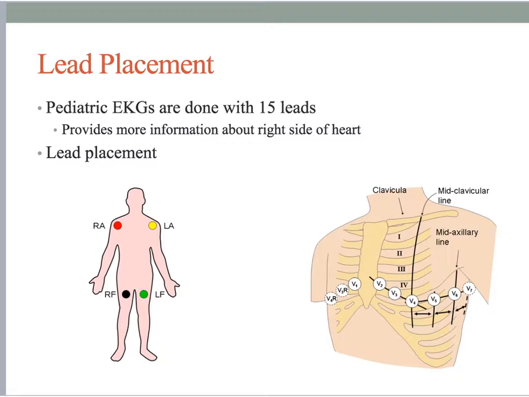V3 is between V2 and V4. V6 is in the fifth intercostal space in the mid-axillary line. V5 is equidistant between V4 and V6, and V7 is equidistant from V6 as V5. Leads V3R and V4R are mirror images of V3 and V4 on the right side of the chest.